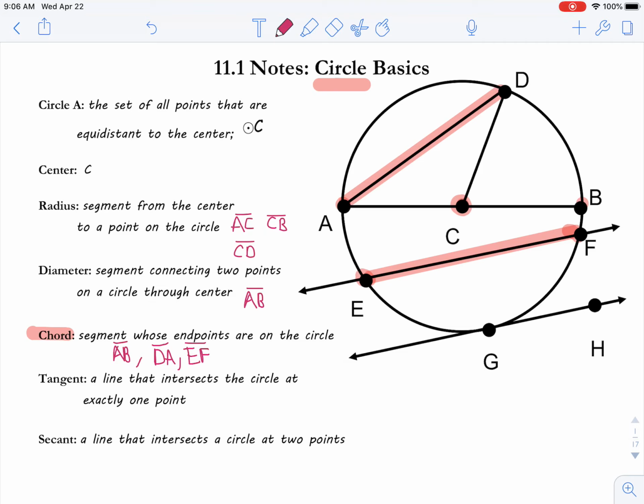Again, a chord is a line segment, so we should not have arrows at the top of that at all. Just a little short line there to show that we go from those 2 points.